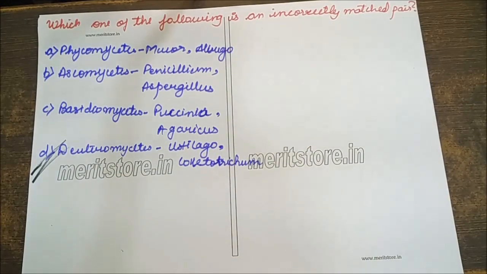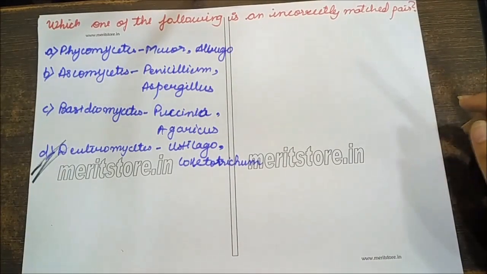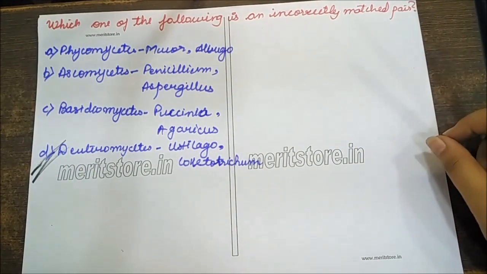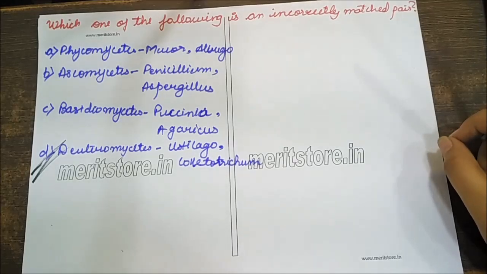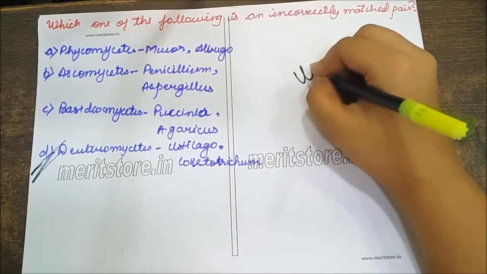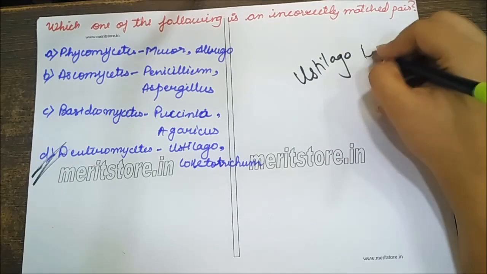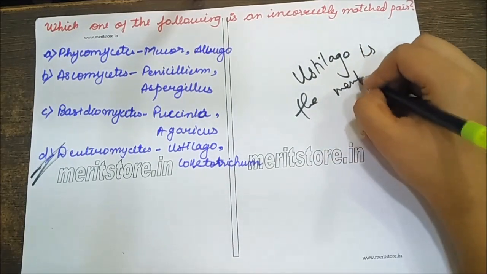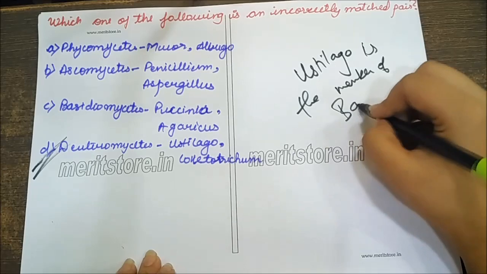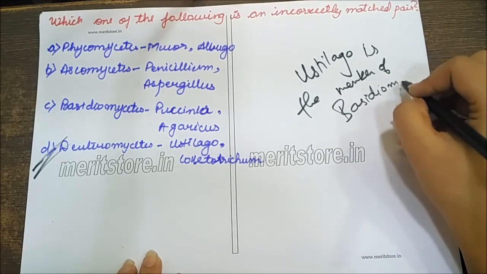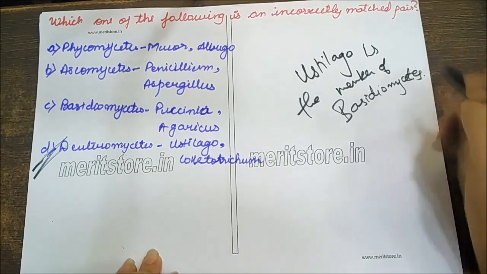Colletotrichum. Let's know what is Deuteromycetes. It is an artificial class of fungi in which asexual reproduction often occurs by conidia along with some other types of spores. In some cases, even asexual spores are absent. Ustilago is a member of Basidiomycetes.